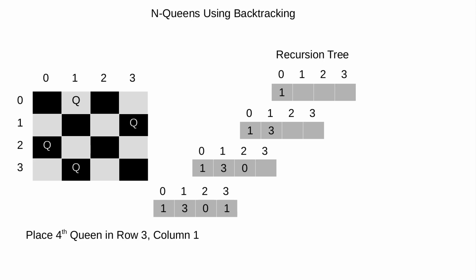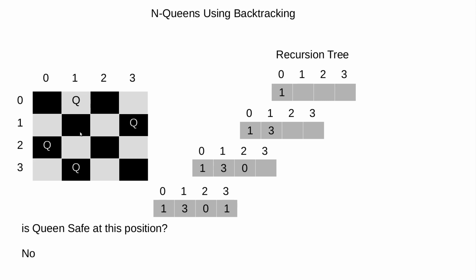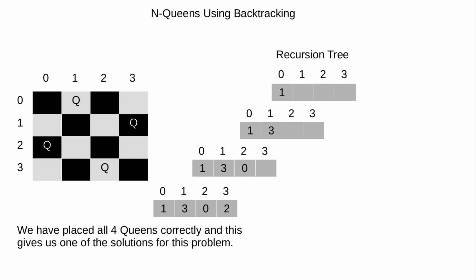So we'll place queen 4 in row 3, column 1. Is the queen safe at this position? No, because it's in the same column as queen 1. Now we'll place queen 4 in row 3, column 2. Here queen 4 is not in the same column as queen 1, 2 or 3. It's not in the same diagonal as queen 1, 2 or 3. So the queen is safe at this position. Now we have placed all 4 queens correctly and this gives us one of the solutions for this problem. This is the same solution that we saw at the beginning of the slides.